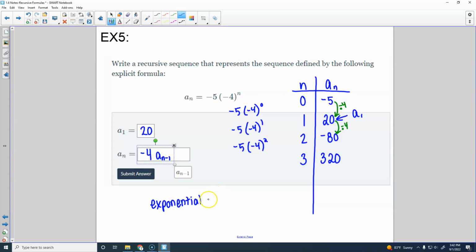Exponentials. Exponential functions are going to be geometric sequences. So if you see that you have an exponential function, which we have here, then when you write the recursive equation for it, it's going to be geometric, which means it's going to be multiplied by a number each time.